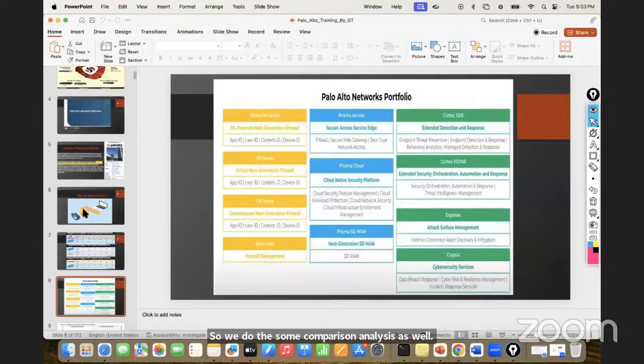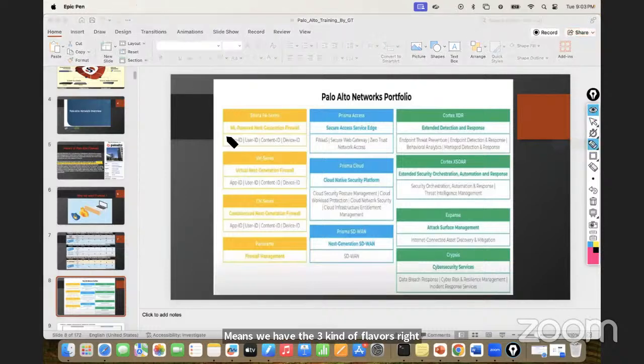Apart from this comparison analysis, we also have to understand what different flavors are available for Palo Alto. We have three kinds of flavors, right? We have the flavor known as Strata. We have Prisma Access. We have Cortex XDR. These are the different kinds of flavors available for Palo Alto firewalls.